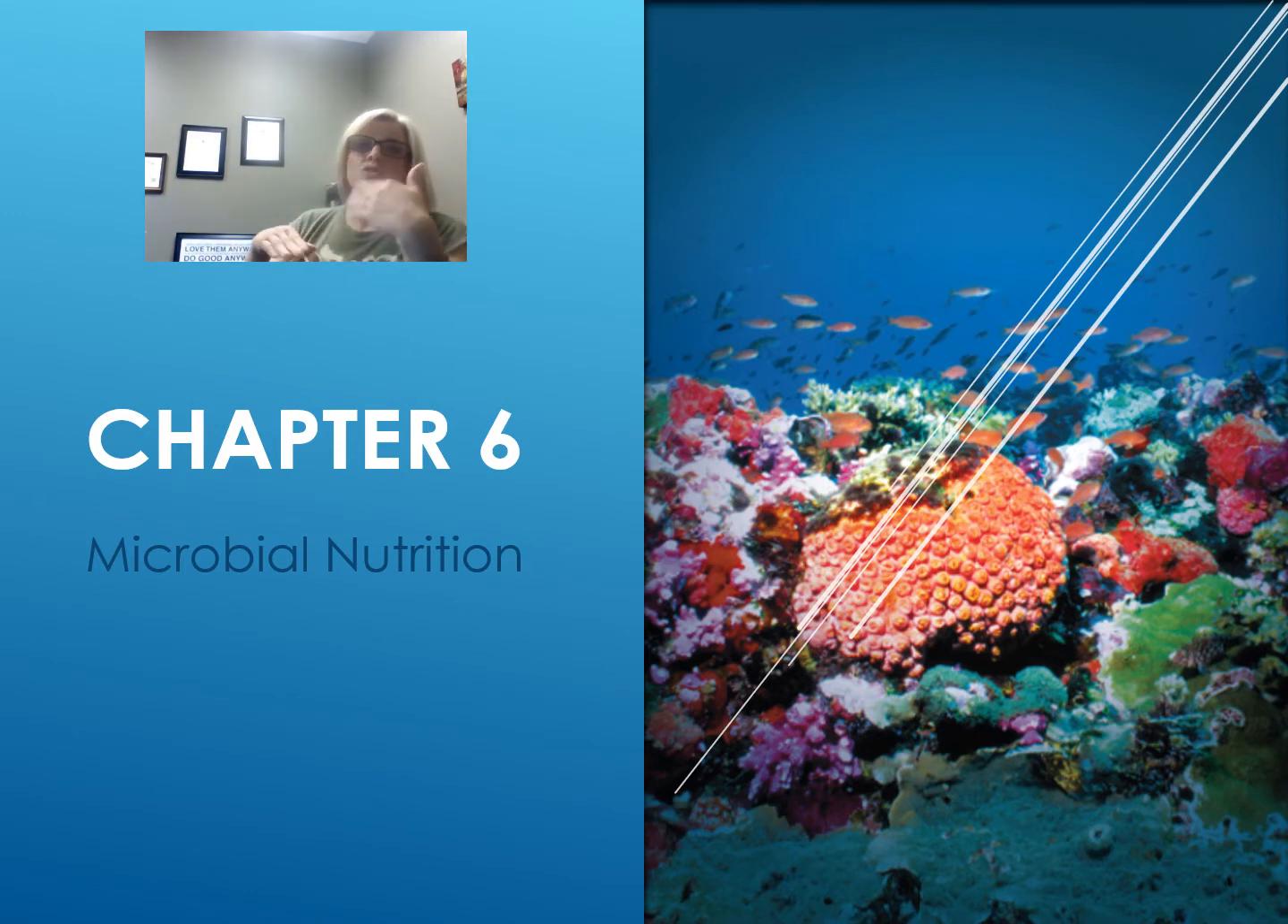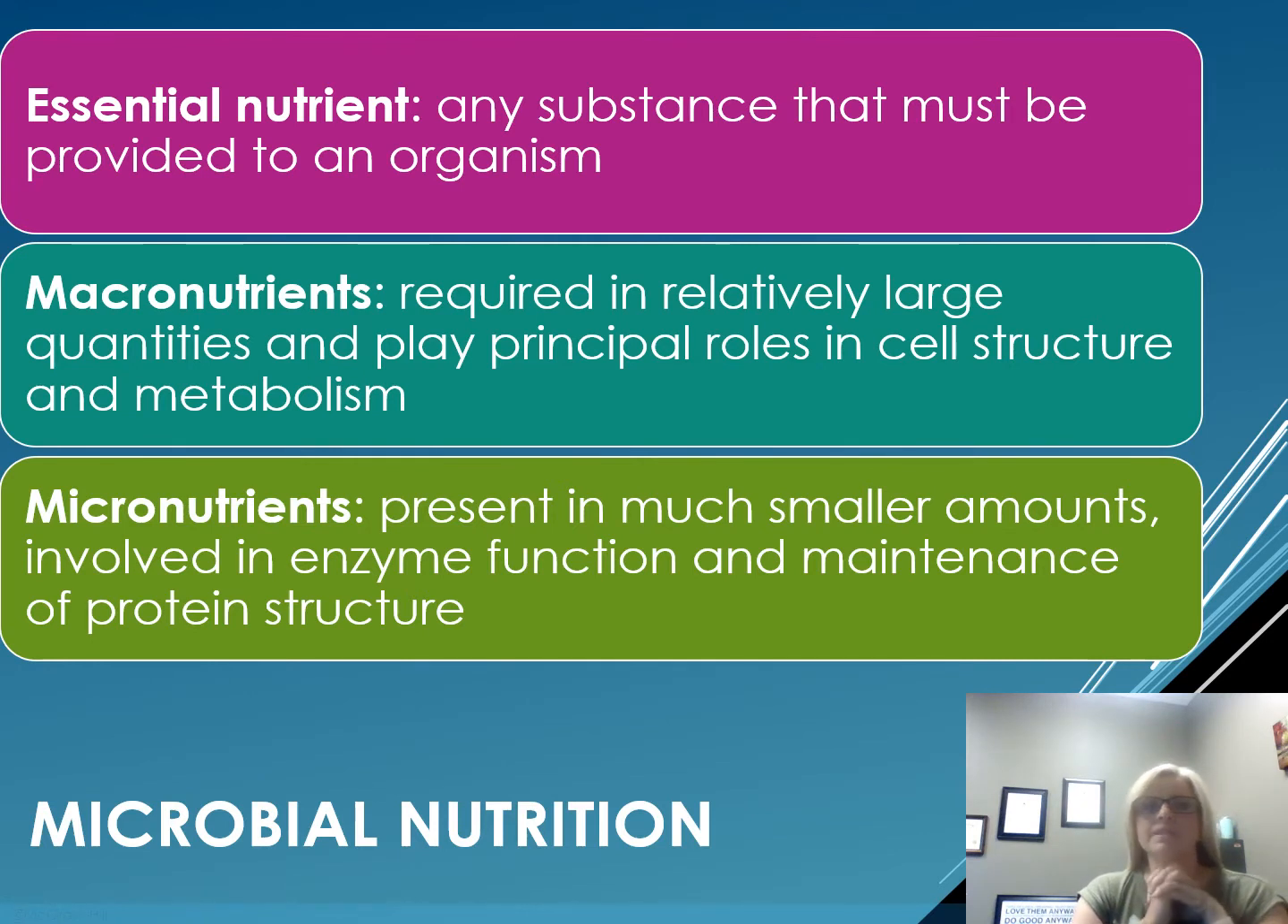Now, the difference is the source of these and the form they come in and the amount needed are going to vary between organisms. Any substance that is required by an organism is an essential nutrient. There are two categories. We have macro, which are needed in large quantities. That's going to be things like carbon, hydrogen, and oxygen. And then micro, which are going to be needed in small quantities. Macro being large, micro meaning small.